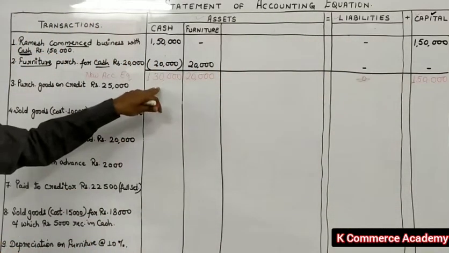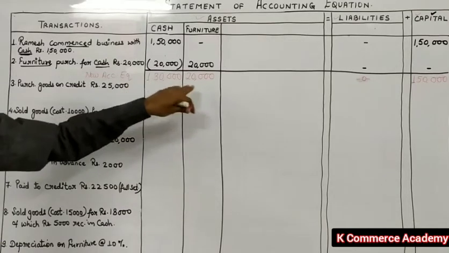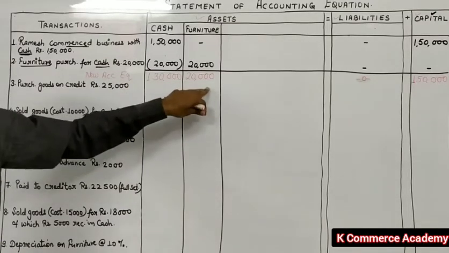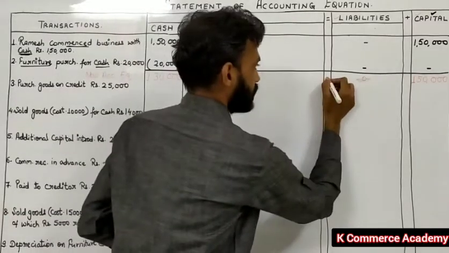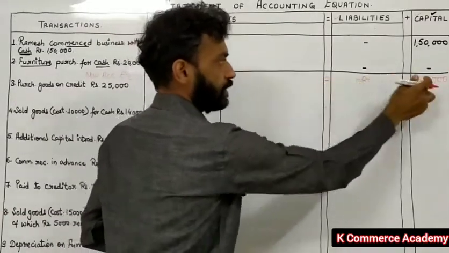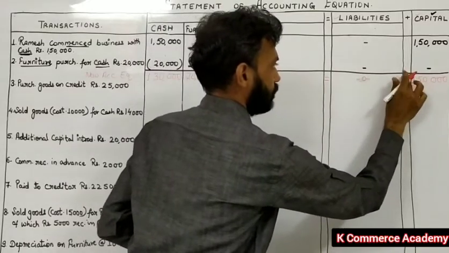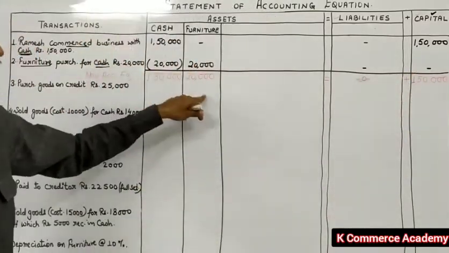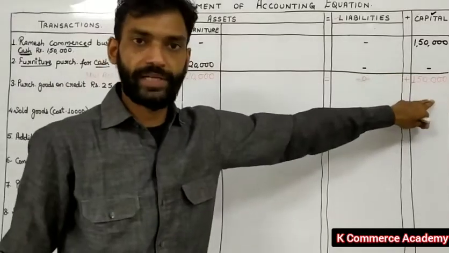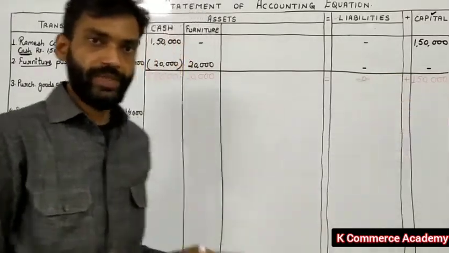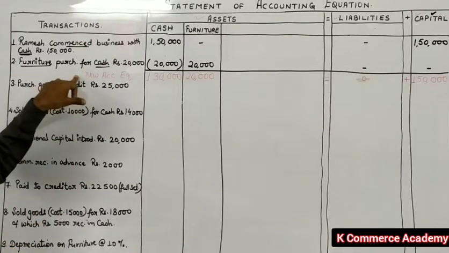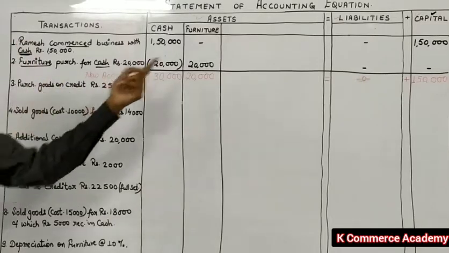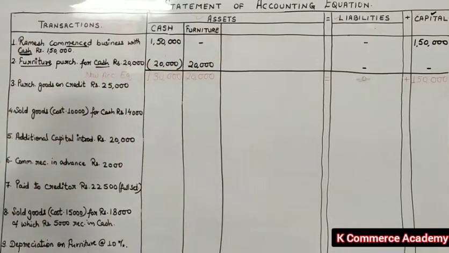Now we can see what is the total of assets. Assets equals to 1,30,000 plus 20,000, that is total is 1,50,000. So assets is equals to liability plus capital. We can see the total of asset is 1,50,000 and the total of liability plus capital is also 1,50,000. It means our accounting equation is satisfied. After each and every transaction, we have to form a new accounting equation so as to check whether our accounting equation is satisfied or not.